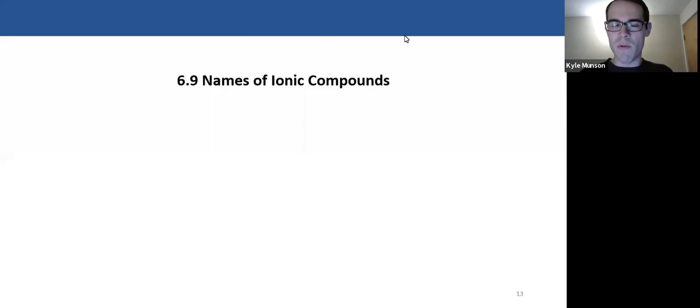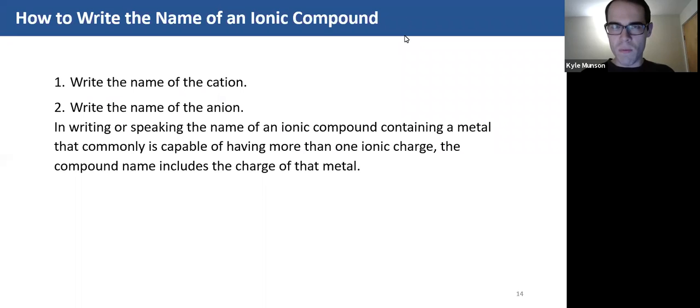So in the last video, we were writing the formula of ionic compounds. In this video, we want to write the names of ionic compounds. So kind of go the other way. And we've kind of seen the rules already. You write the name of the cation, then you write the name of the anion. And if it's a metal that can have multiple charges, we include the magnitude of the charge in the name of the metal, just like we did for the transition metals, ions.